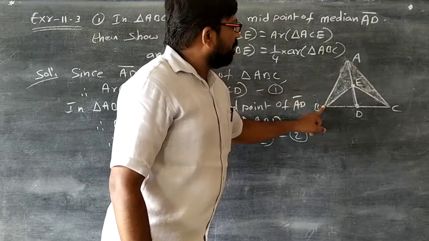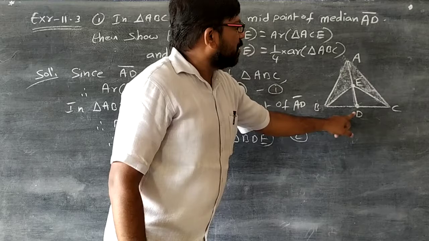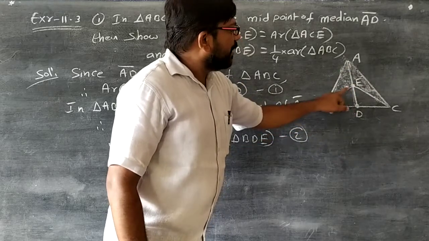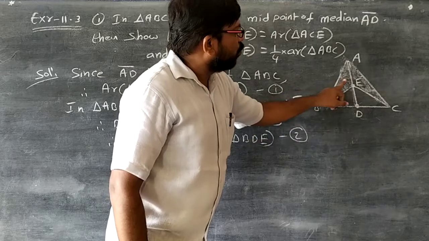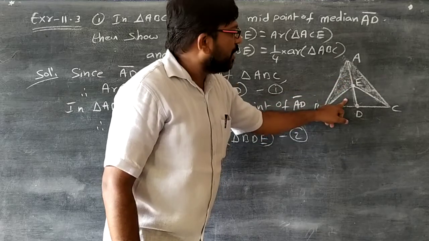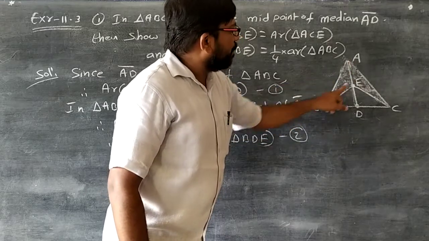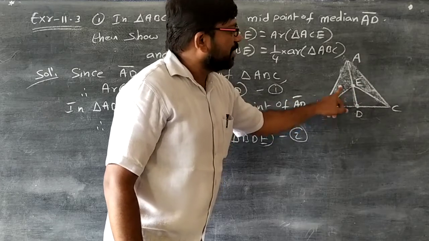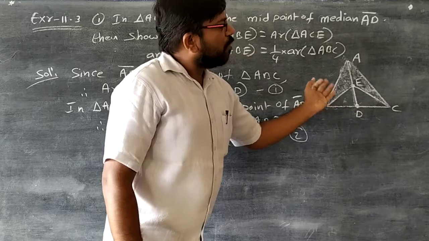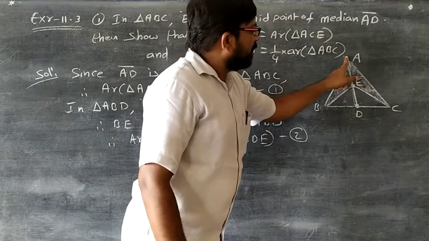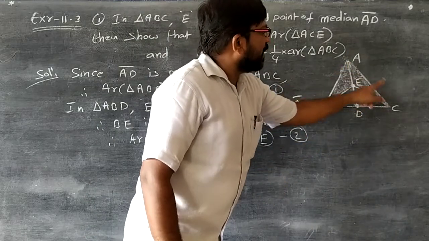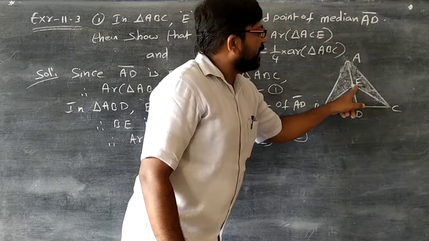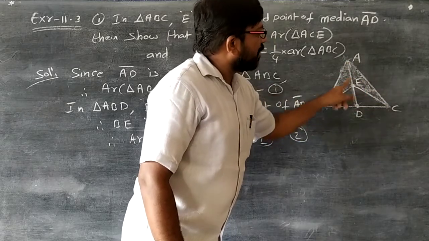Once again, listen. In triangle ABD, E is the midpoint of AD, then BE is the median. This median divides this triangle into two parts which are equal in area. Means the area of triangle ABE is equal to the area of triangle BDE. These two are equal, right? So go for that side. In triangle ACD, E is the midpoint of AD, then CE is the median for this triangle, right?